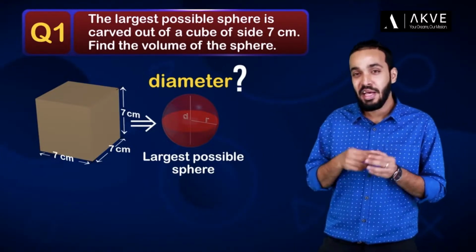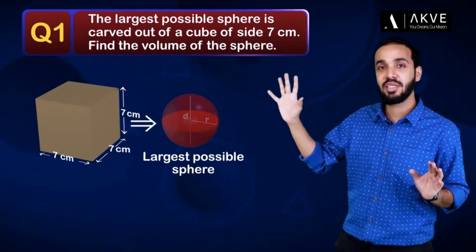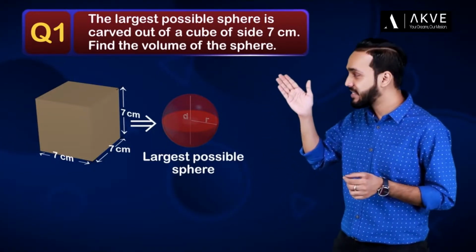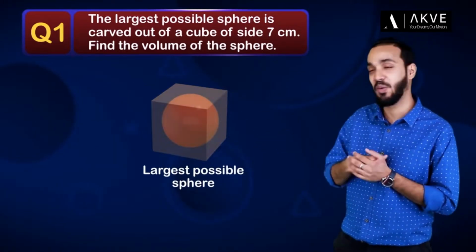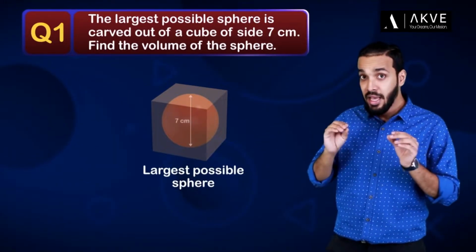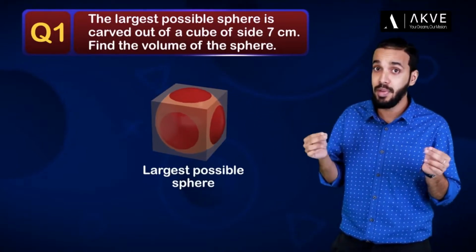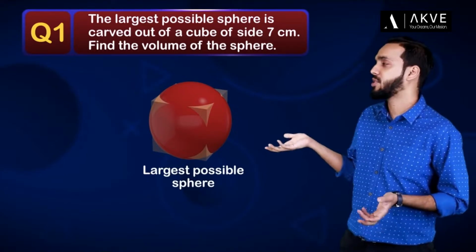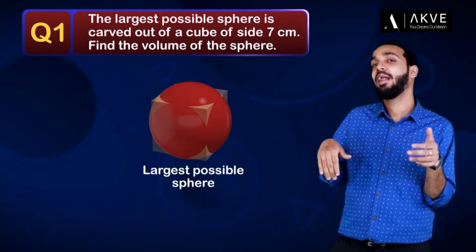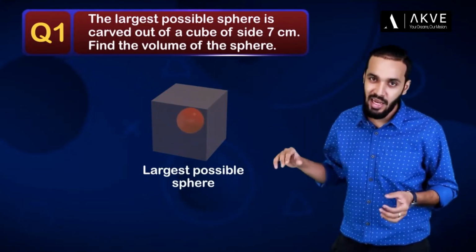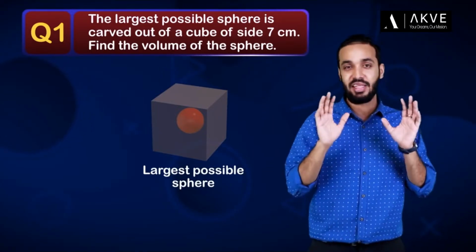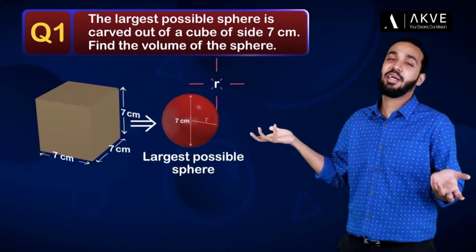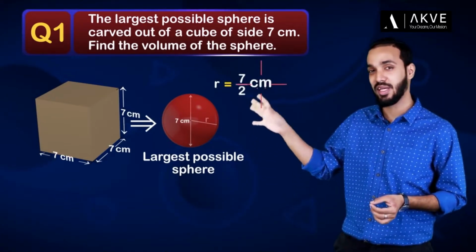Isn't it intuitive? Since it's the largest possible sphere, its diameter would be the same as the length of the side or edge of the cube, which is 7 centimeters. Any more than 7 centimeters would mean that the sphere is going beyond the cube, which is not possible because we are carving it. And any less than 7 centimeters would mean that the sphere is not the largest. So, now that the diameter is 7 centimeters, the radius would of course be 7 by 2 centimeters.